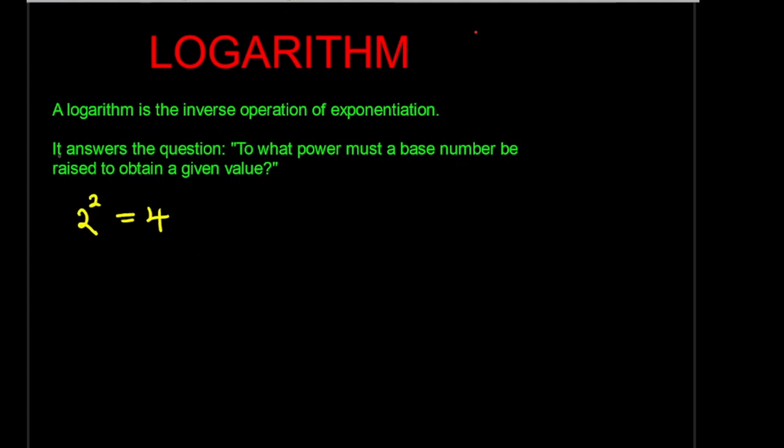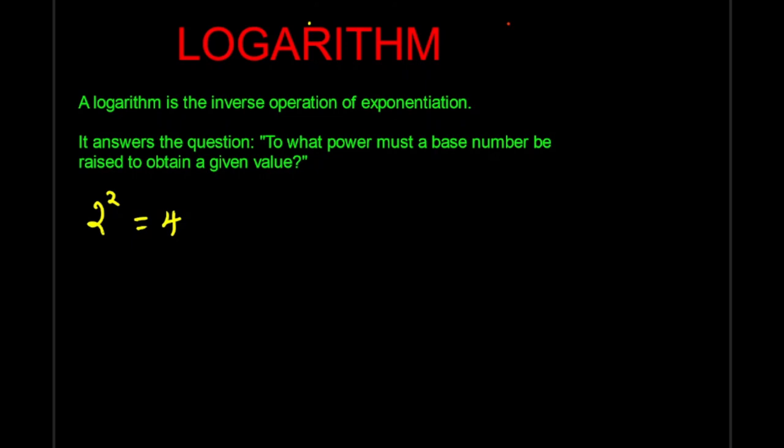And then we say it answers the question, to what power must a base number be raised to obtain a given value. So still using these indices for example, if 2 to the power of 2 is 4, we want to put this in log form, it would be log 2 of 4 equals 2. So you can see the similarity, right? This just answers the question, to what power must a base be raised to obtain a given value. So what power can 2 be raised to obtain 4?